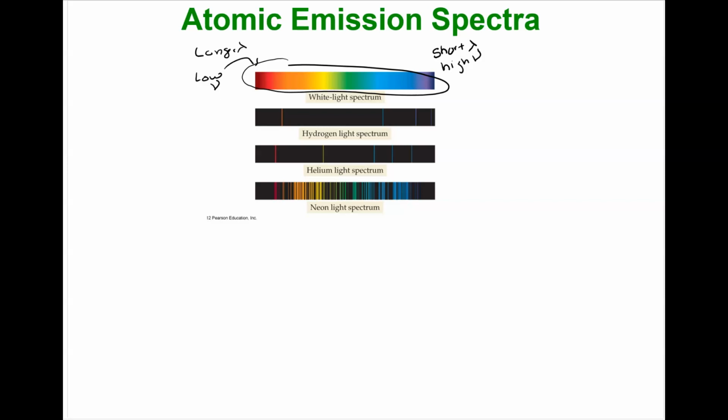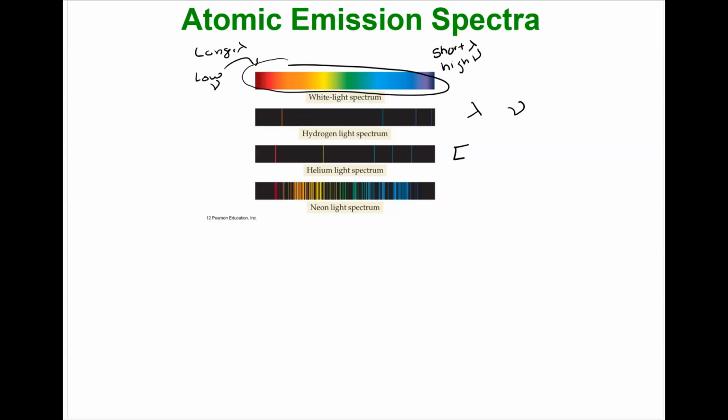The hydrogen spectrum is below it. It has 4 distinct lines. Each line has an associated wavelength and frequency associated with them. Helium has this pattern and neon has this other pattern. So all those lines correspond to a specific wavelength of light.